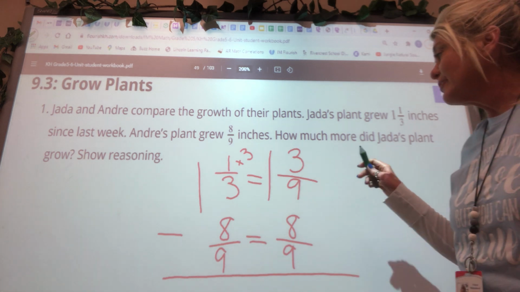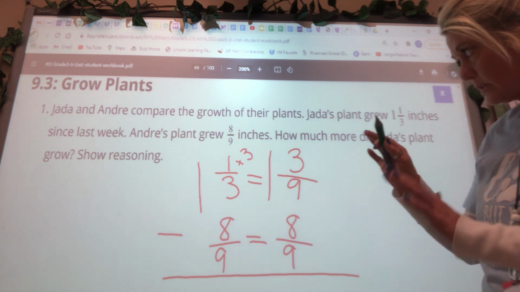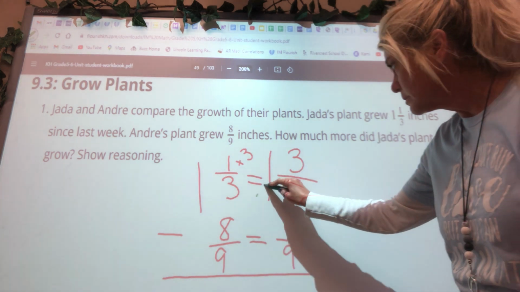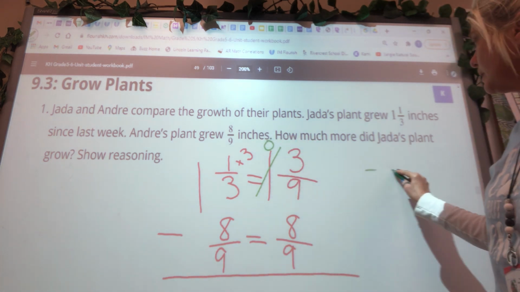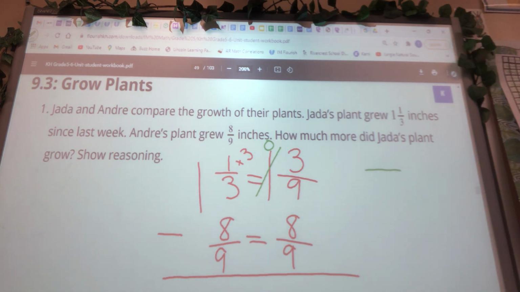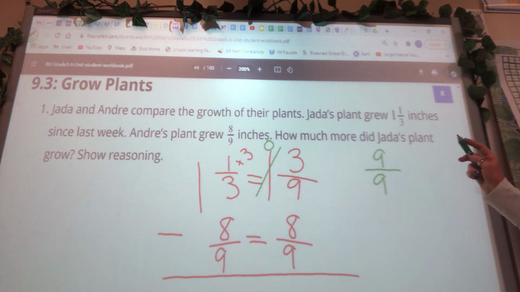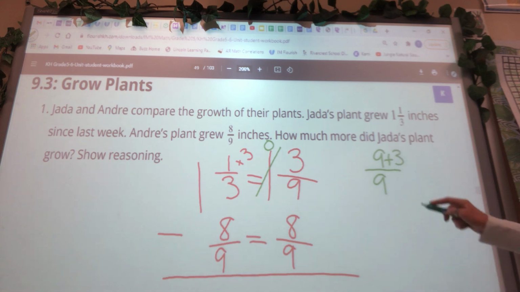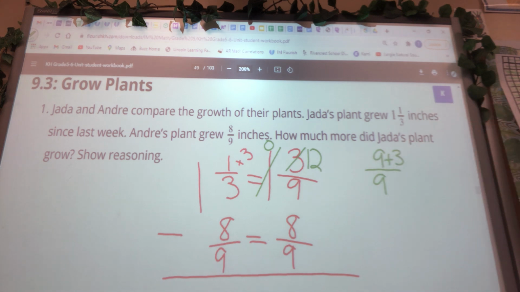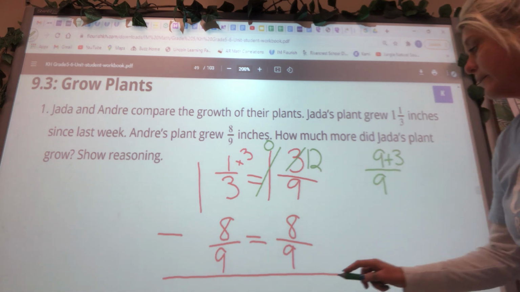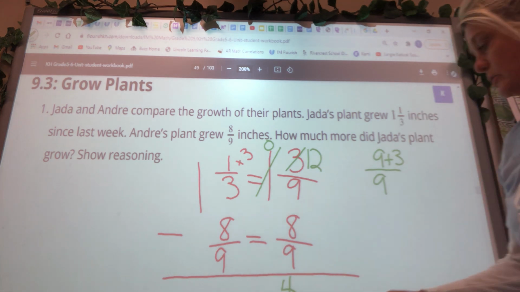All right. So if I can't, I have to borrow just like always. But pay attention because this gets a little tricky. I'm borrowing a whole one. So he's going to now be a 0. How many ninths did I borrow if I borrowed a whole one? 9. I borrowed 9 ninths. How many did I already have? 3. So now I have 12. Okay. Can I take 8 from 12? Yes. 12 minus 8? 4. So how much more did Jada's plant grow? 4/9. 4/9 inches more.